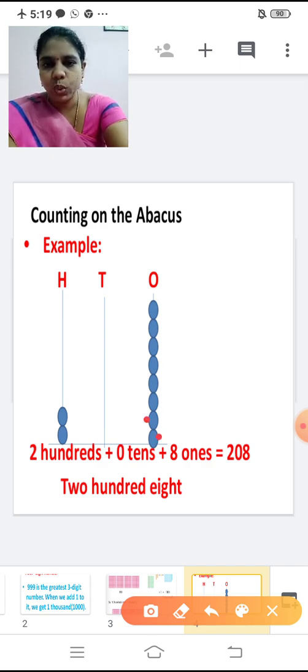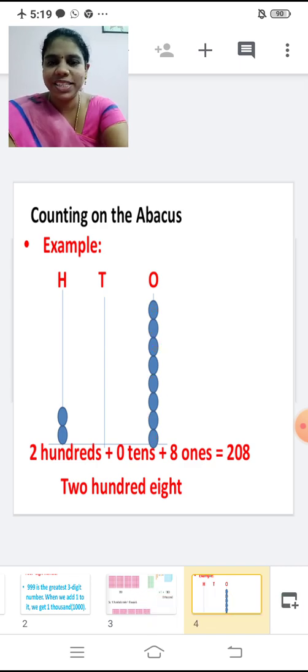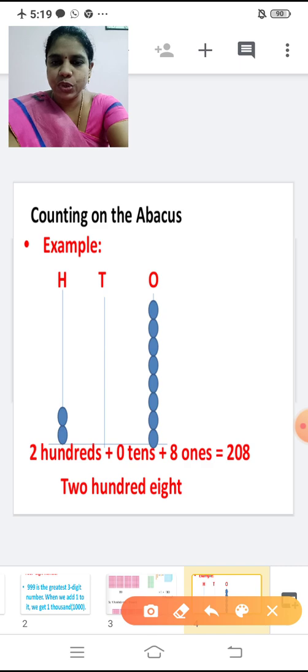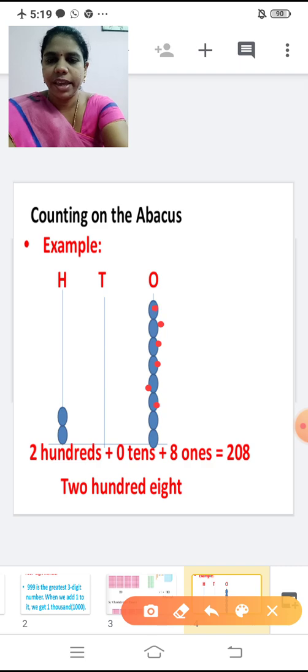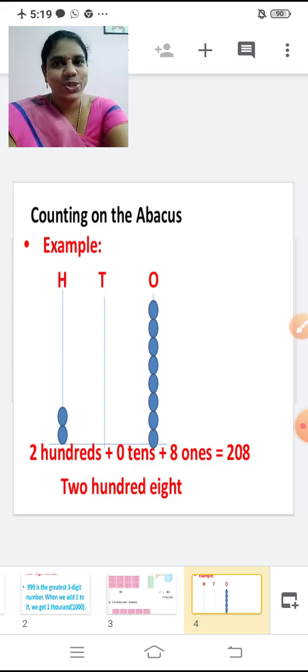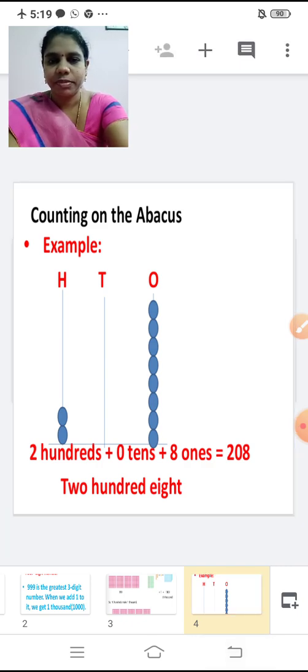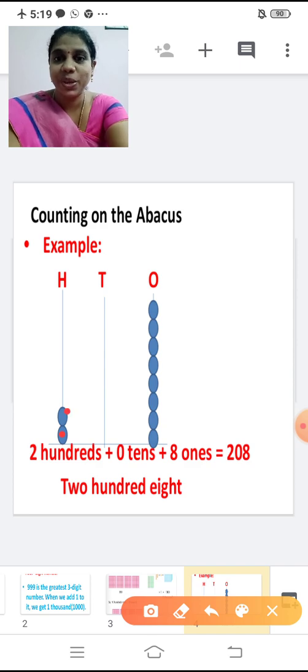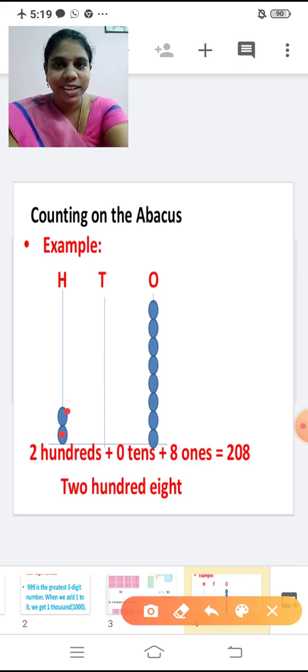1, 2, 3, 4, 5, 6, 7, 8. How many ones are there? 1, 2, 3, 4, 5, 6, 7, 8. So 8 ones. Now how many tens? There are no beads, right? So 0 tens. Now count the hundreds. 1, 2. How many hundreds? 2 hundreds, right? Now shall we write the numbers?